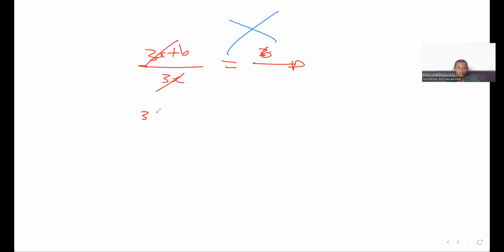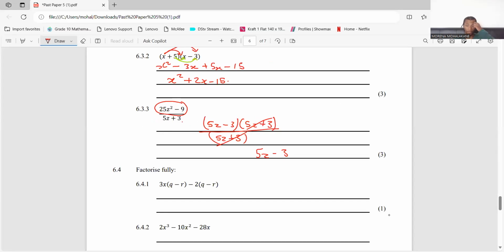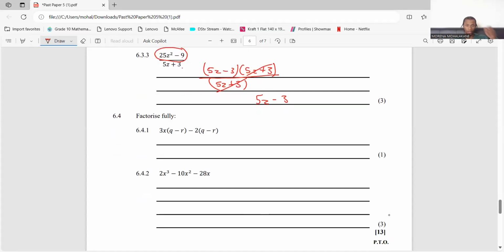3x plus b over 3x is 3x over 3x plus b over 3x, right? This can cancel that. Now this is correct. Avoid those things. Do not cancel. And then get into factorization. Oh, these are 3 marks.